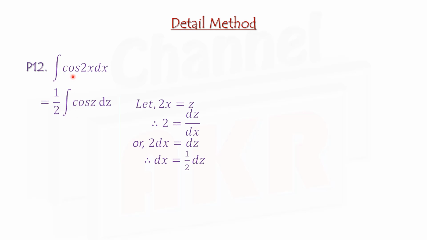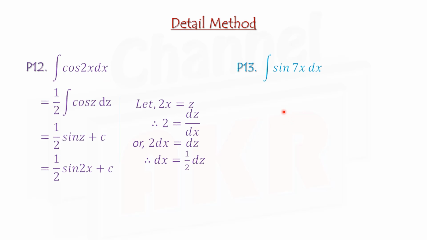Then we have cos z dz. This is very simple. Integration of cos z will be sin z. So this is the situation. Then put the value of z again and get the final answer. That's all. Okay, by substituting 2x equal to z.